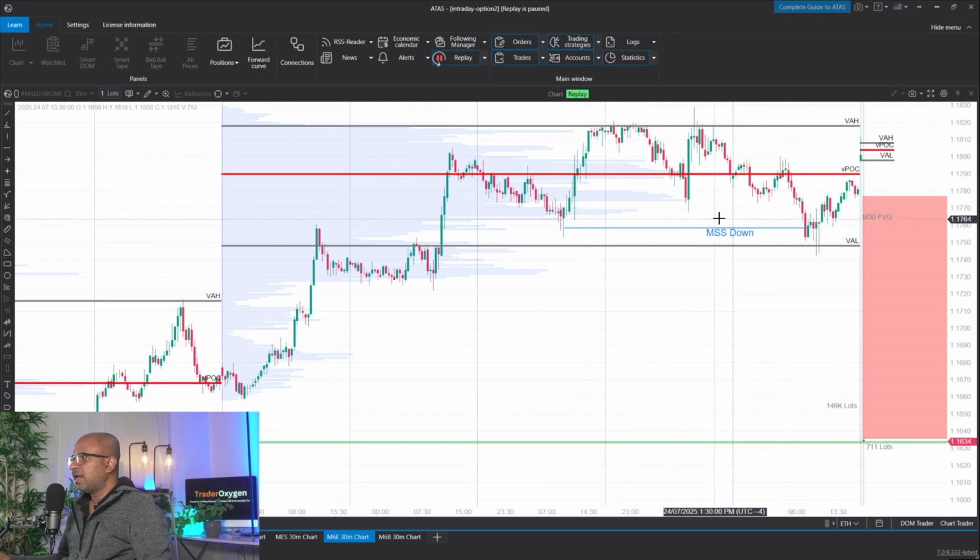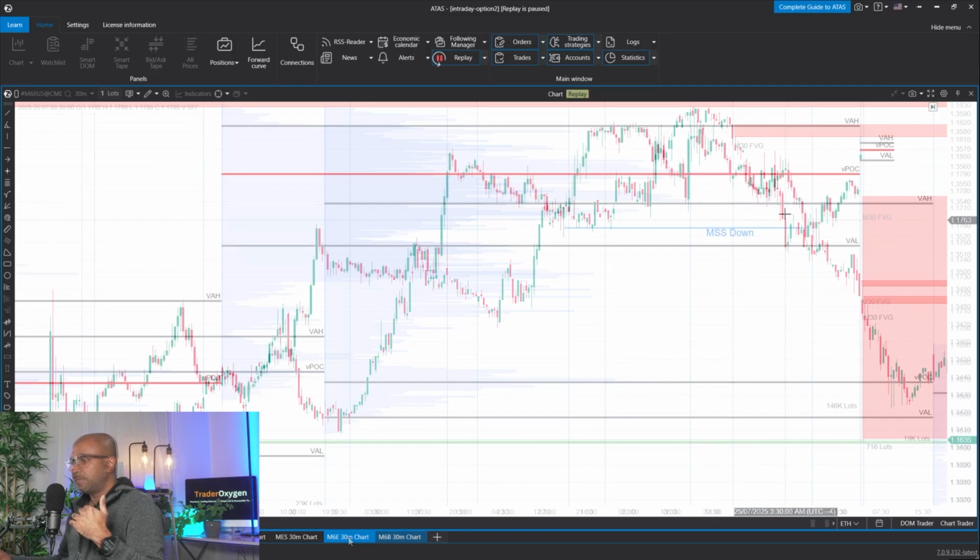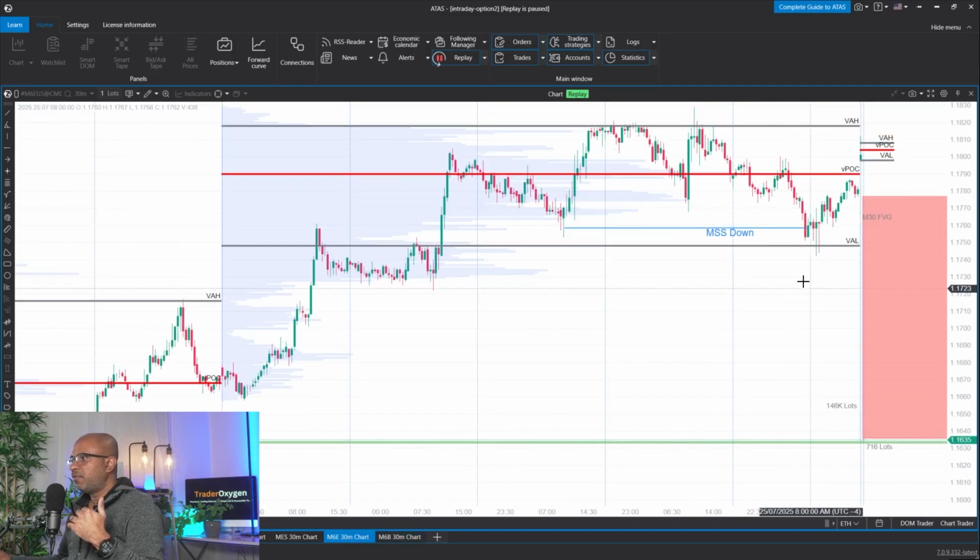And if you look at this area, you can see there's a slight market structure shift down, and this is the micro GBP forex futures chart, and you can see in this chart it's showing weakness. If I again go back to the euro forex futures chart, compared to the GBP forex futures chart, the euro forex futures chart is not showing that weakness.